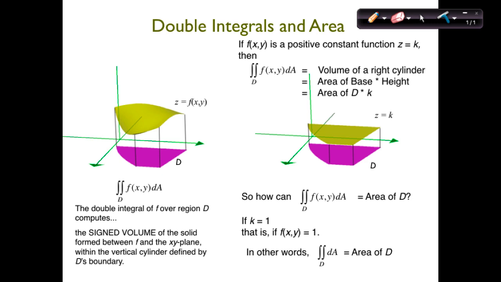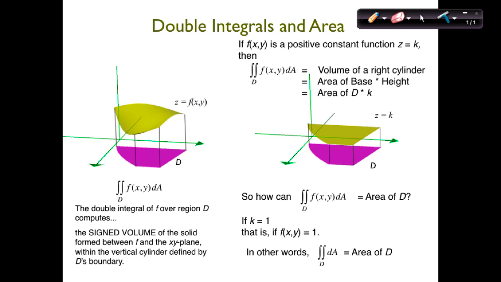So what are we doing? It's like we're tricking the double integral, which usually finds signed volume for us. By forcing f to be 1, we trick that signed volume to have the same value as the area of D. Do you see it? Does that make sense?